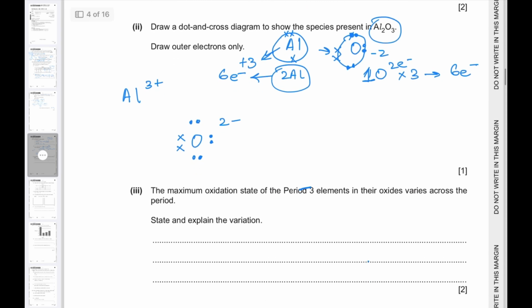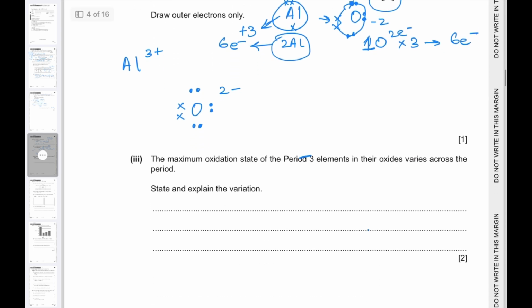Part 3. The maximum oxidation state of period 3 elements and their oxide varies across the period. State and explain the variation. Alright, here you need to know the formulae of all the oxides of period 3 elements, especially sulfur trioxide, because the oxidation state of sulfur in sulfur dioxide is +4, which is not the maximum oxidation state for an oxide of sulfur.